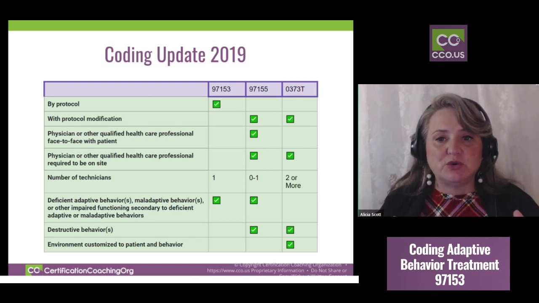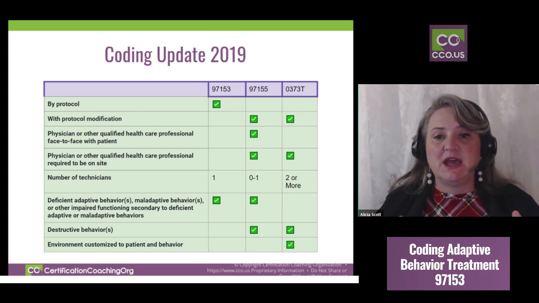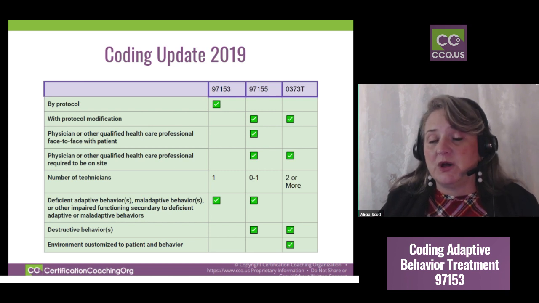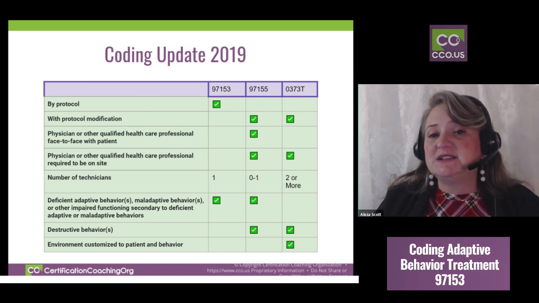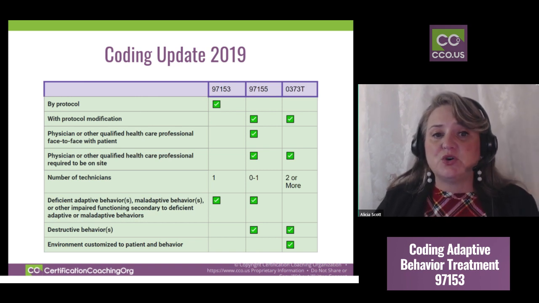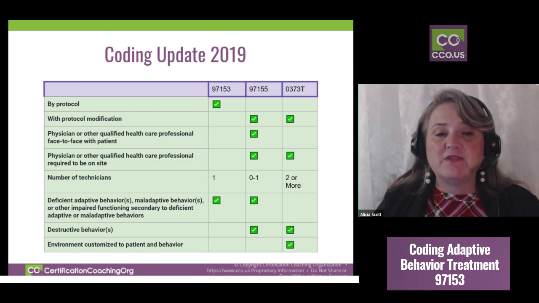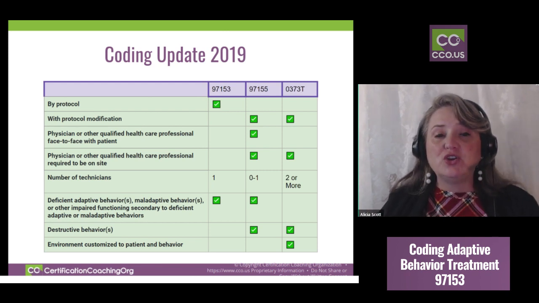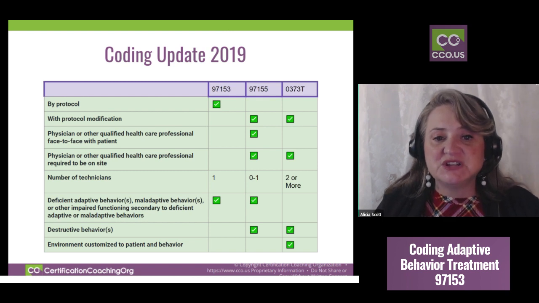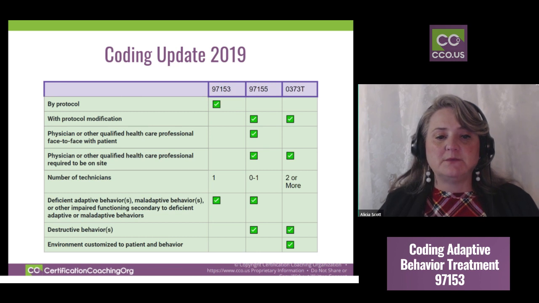This is kind of a review, and some people learn better when it's all like in paragraph form, and some people learn really well with a table. So hopefully this will help you. If you're dealing with 97153, if that's the code you want to use, then you need to know that it's got to be by protocol, the protocol that was put in place. There can be number of technicians, 1. And what are you working on? Deficient adaptive behavior or maladaptive behavior, right?